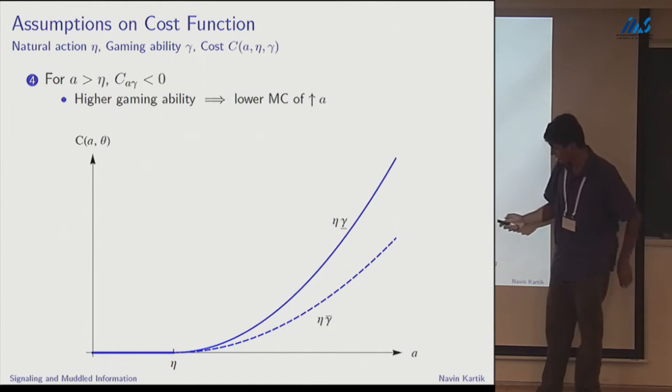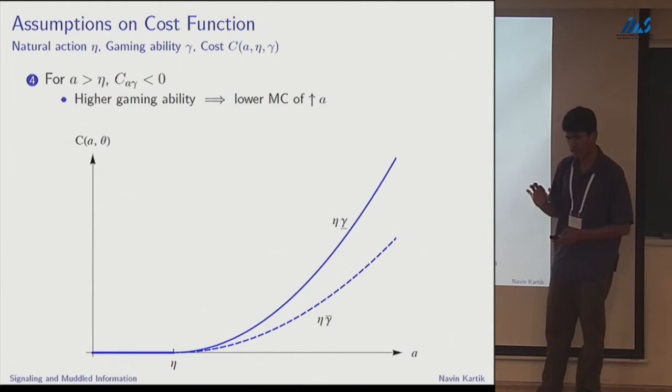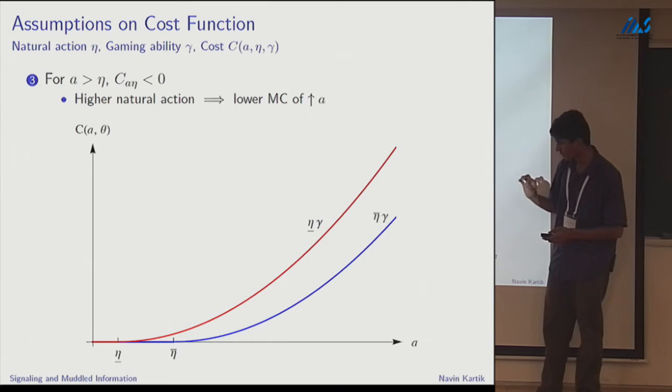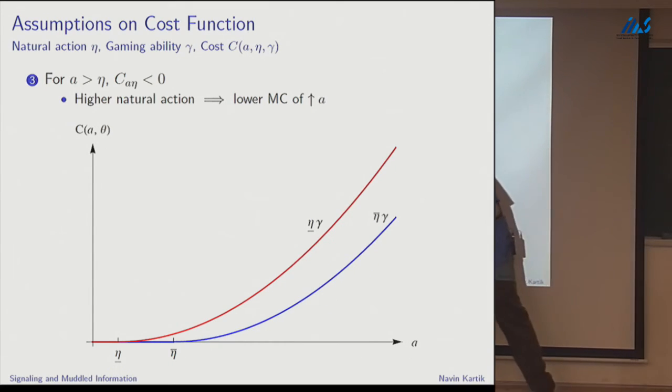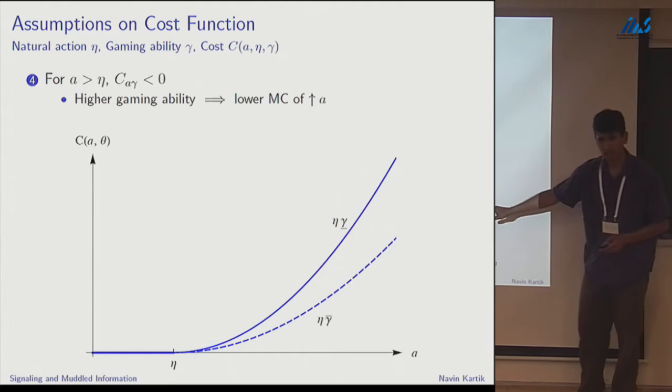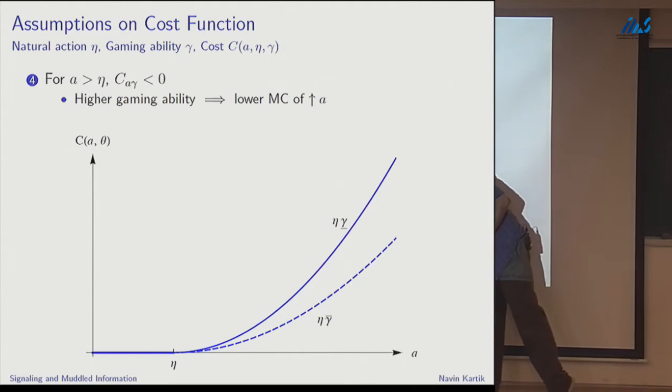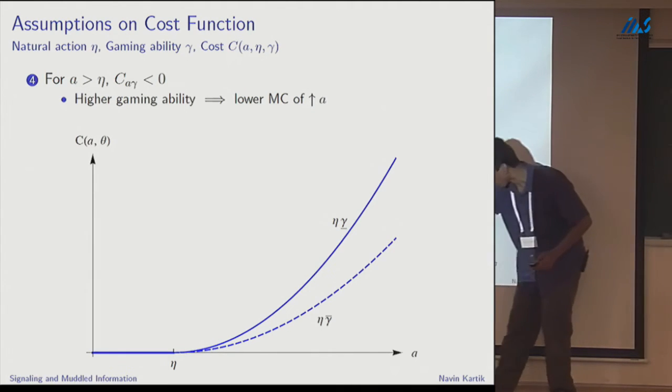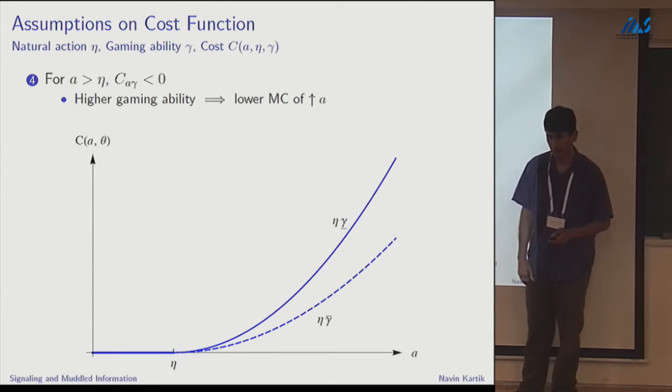Okay. Notice that these two pictures are not exactly the same. Okay, and it's important that they're not exactly the same. The key thing is because of the free downward deviations assumption, when you have a higher natural action but the same gaming ability, you have a cost of 0 up until a higher point than the lower natural action type. If you just have a higher gaming ability, the cost is 0 up until the same point. It's then just that the slope is lower. Okay.